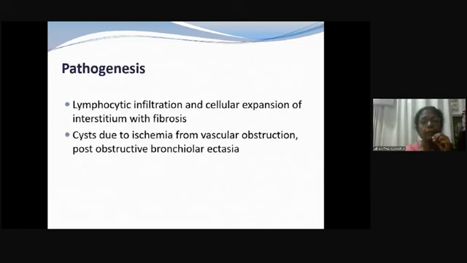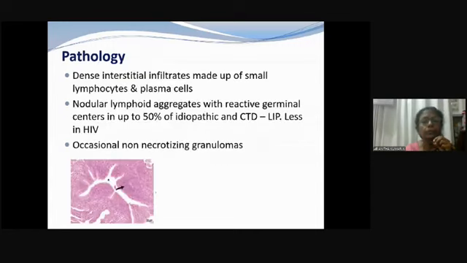And here there is lymphocytic infiltration and cellular expansion of the interstitium with fibrosis. And how do the cysts occur? That occurs because of ischemia from vascular obstruction, or it can be a post-obstructive bronchiolar ectasia. So there is dense interstitial infiltrates, and these are made up of small lymphocytes and plasma cells. And sometimes you find reactive germinal centers in up to 50% of patients with idiopathic LIP and CTD LIP, but it's not seen in HIV. And occasionally, non-necrotizing granulomas may be seen.